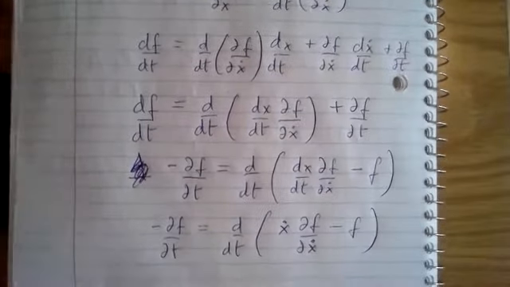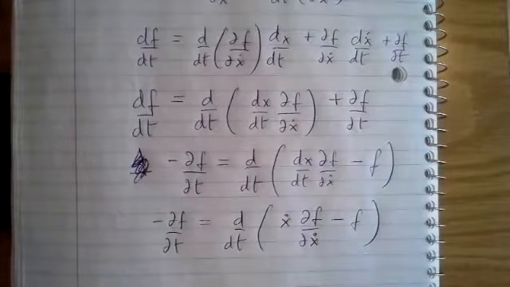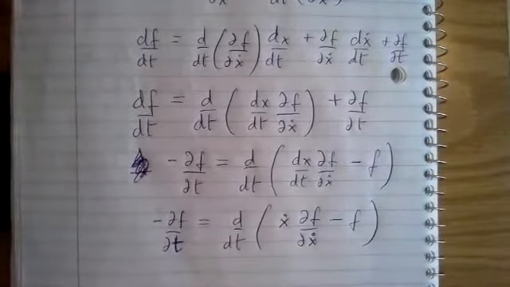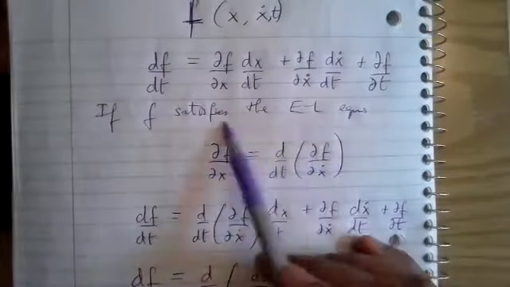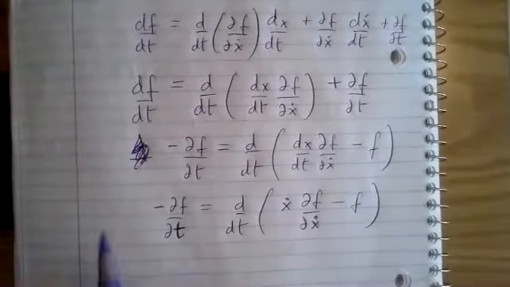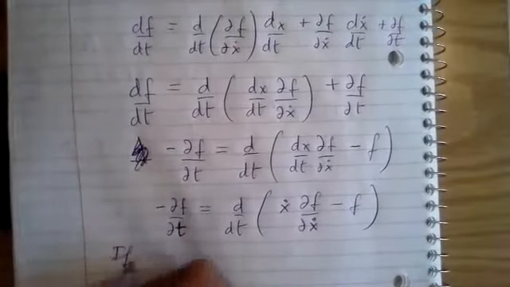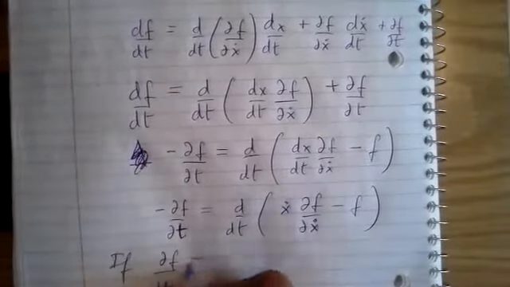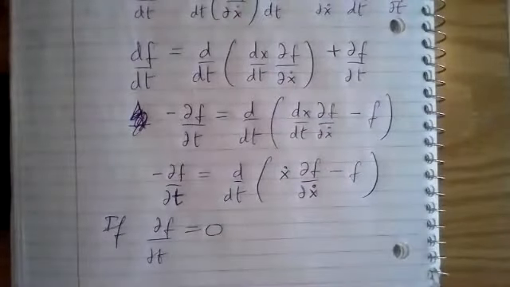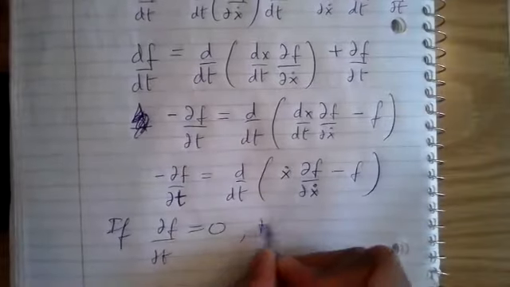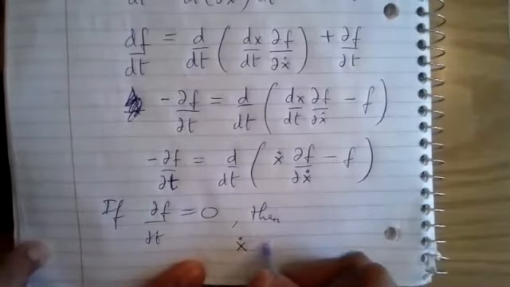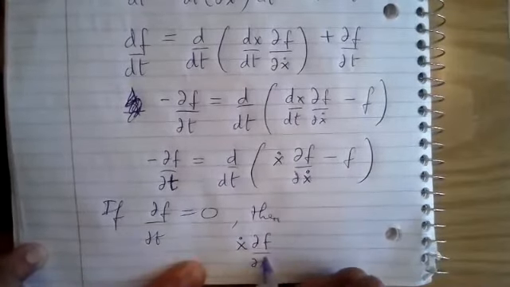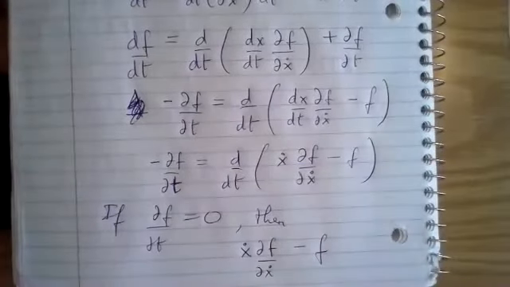All right, so we end up with this expression for partial f partial t, under the assumption that f satisfies the Euler-Lagrange equations. If we make one more assumption, that partial f partial t is 0, if there is no explicit time dependence, then we have basically found a conserved quantity. We have x dot times partial f partial x dot minus f is a constant.